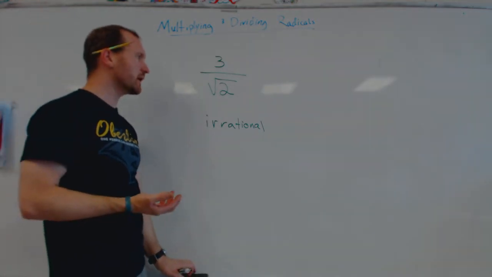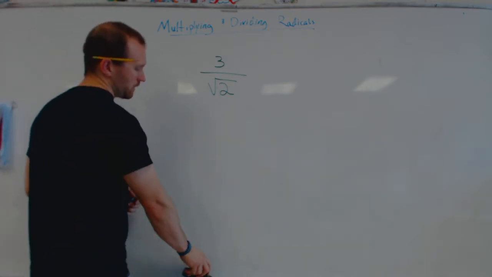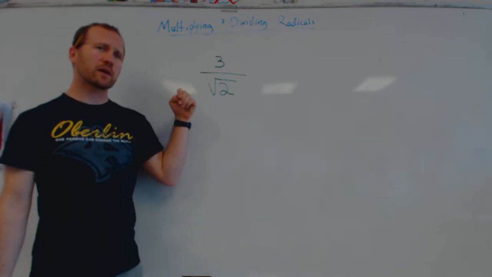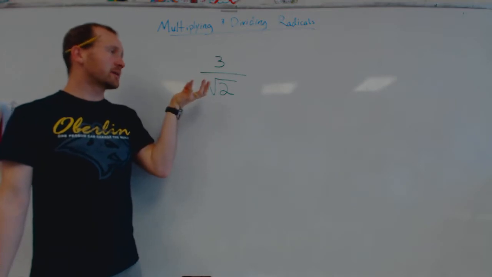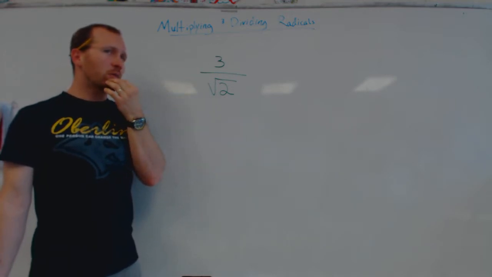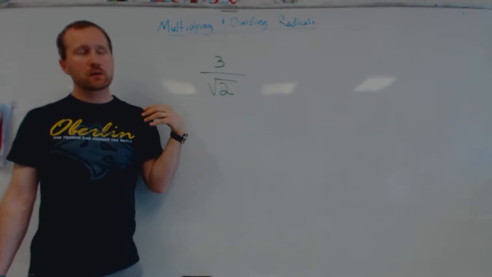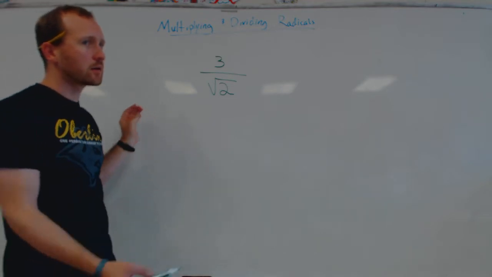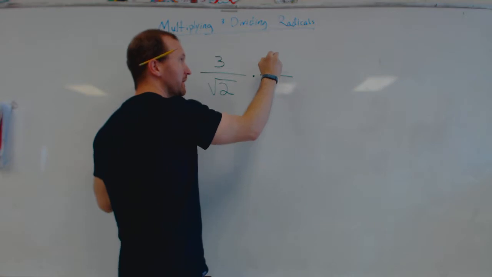So how can we transform this into a fraction that does not have an irrational denominator? Do you have an idea? Well, we can't just flip it, because then we changed it. We can't change the fraction. So we multiply it by the square root of 2 over the square root of 2? Yeah, that's exactly what we're going to do.